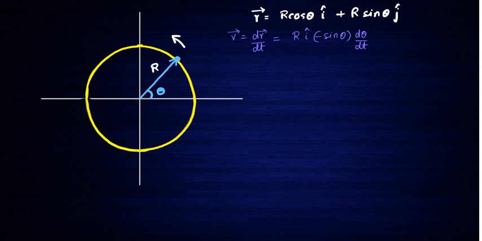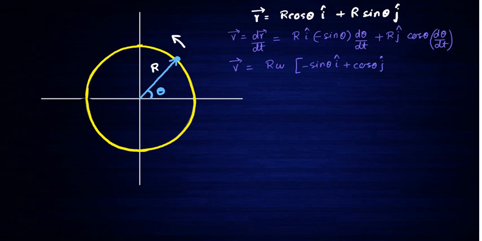Similarly, differentiating the next term, we get plus R j cap cos theta, the derivative of sin theta is cos theta, into d theta by dt. So this d theta by dt we already know is defined as omega. So this is the instantaneous omega. So we get velocity ultimately as R omega, d theta by dt I am putting as omega, minus sin theta i cap plus cos theta j cap.